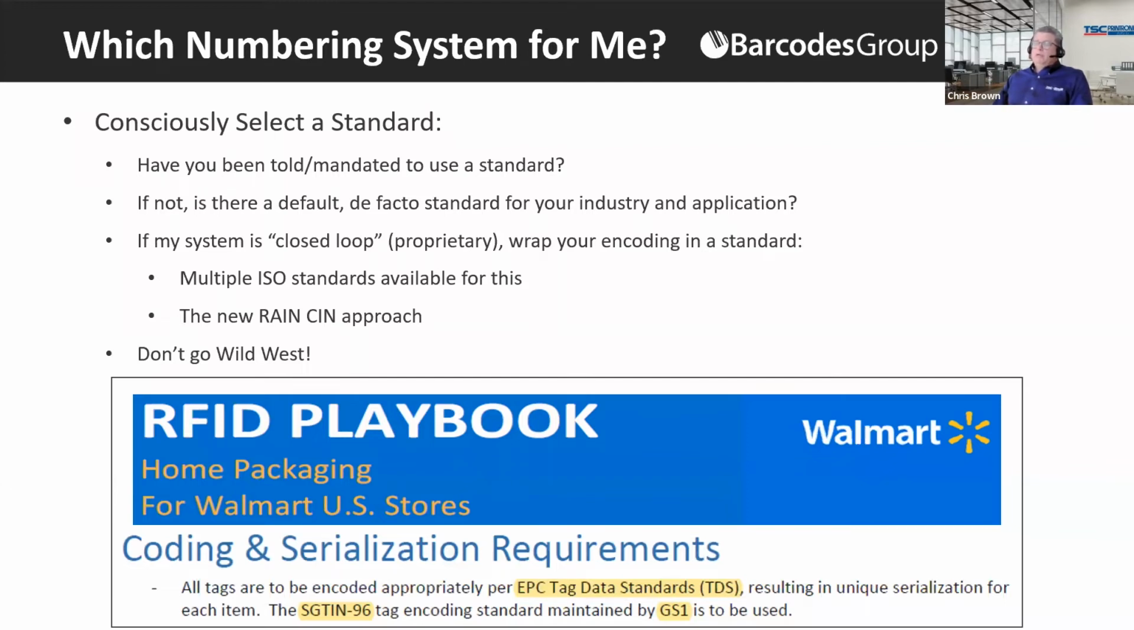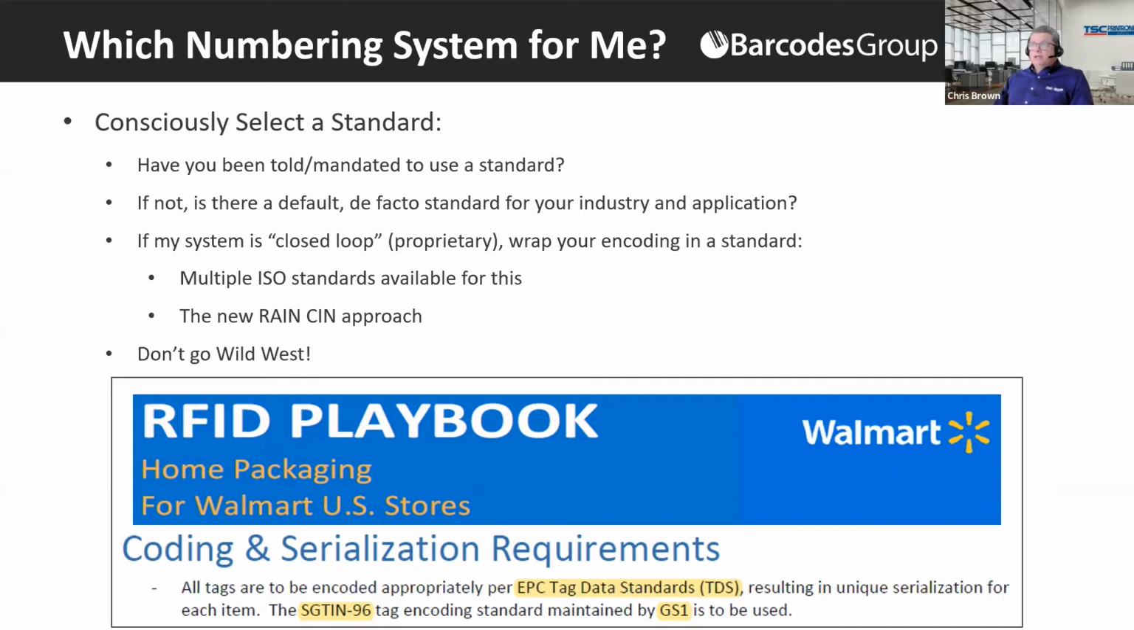Now, many people are using RFID for closed loop solutions. Closed loop solution means that you are tagging your items and only you are reading your items. The entire solution is just for you. It's a proprietary solution. No trading partners involved, no logistics partners, transportation partners, and so on. It's all for you.